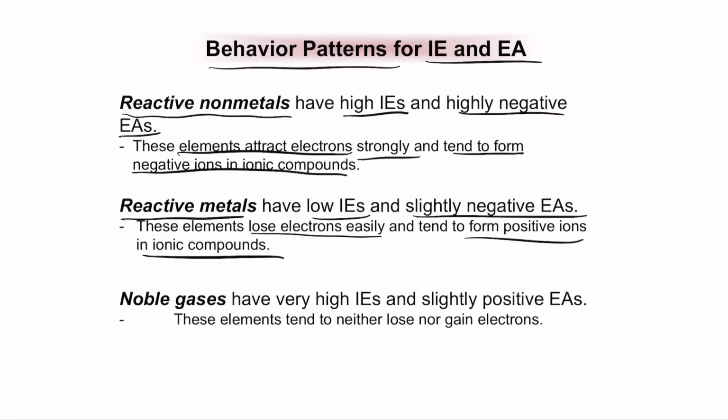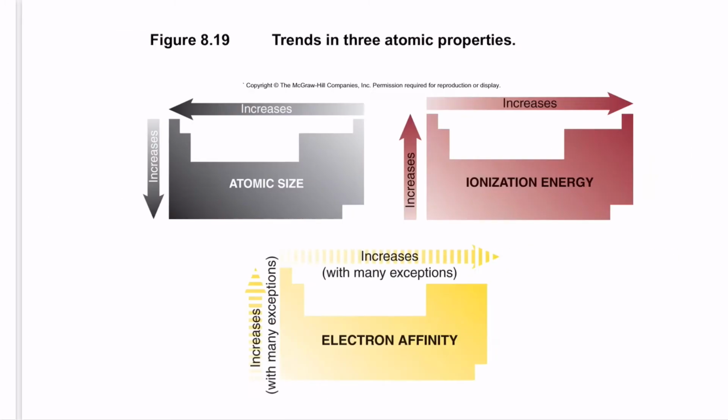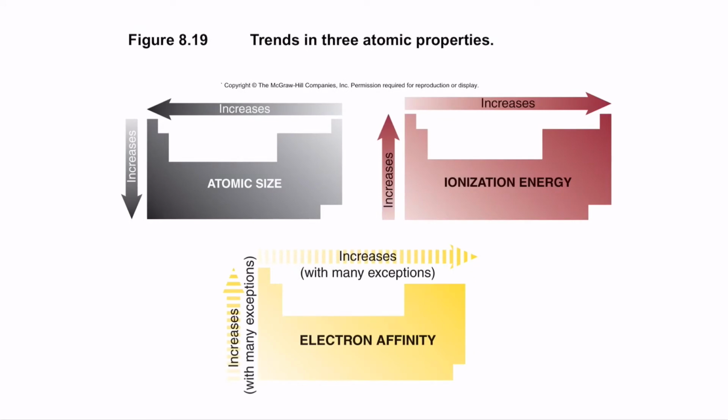Noble gases are elements that have very high ionization energies because they are already stable, but they have a slightly positive electron affinity. The reason they have a slightly positive value is because these elements neither lose nor gain electrons. So because of the high ionization energies and the slightly positive electron affinity, they tend to have very little movement of electrons, in terms of addition or removal.